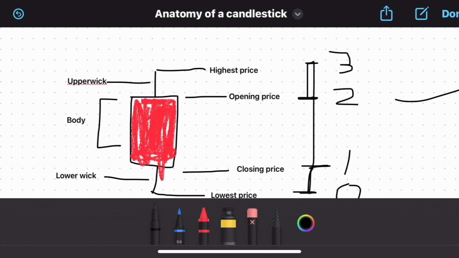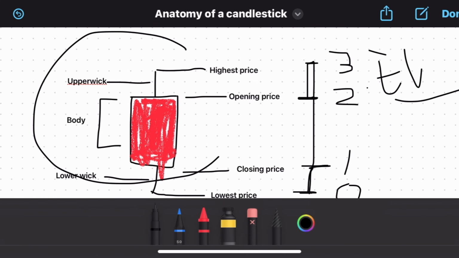So the moment you see this type of candlestick, it's simply telling you that price opened at 2, maybe $2. So let's say this is for Euro USD. So price opened at $2 right here, and then went all the way up to $3, was pushed back down to 0, and then closed at $1. Okay, so I hope that is understood.